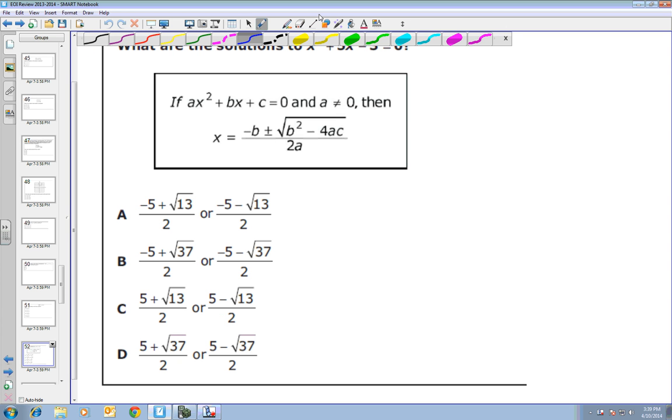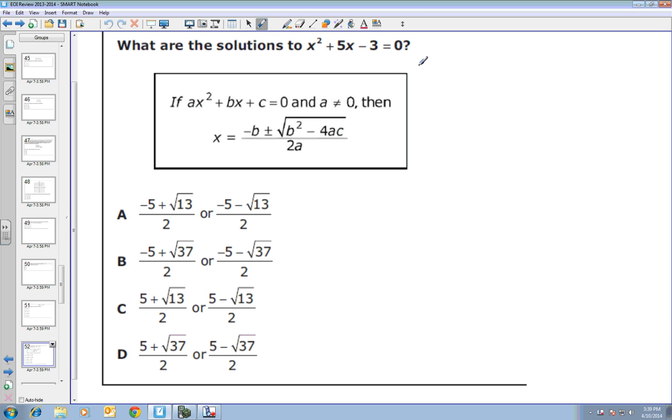Okay, this is on page 64. So on page 64, we're supposed to find the solutions to x squared plus 5x minus 3 by using the quadratic formula. The good thing is they reminded us what our equation has to look like. It has to be set equal to 0, and it is. And then they even gave us the quadratic formula.